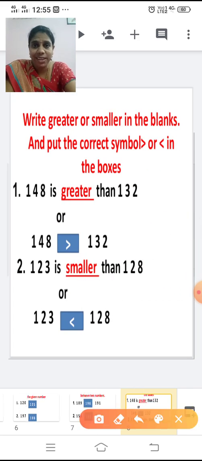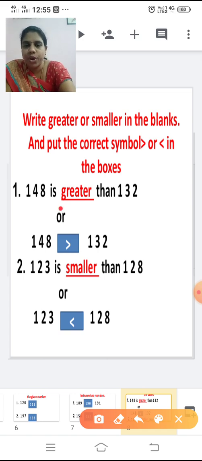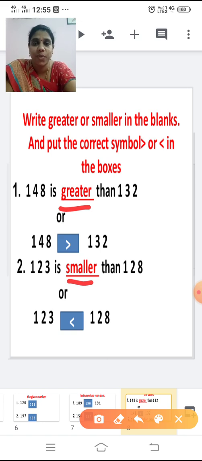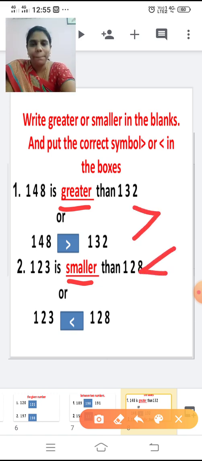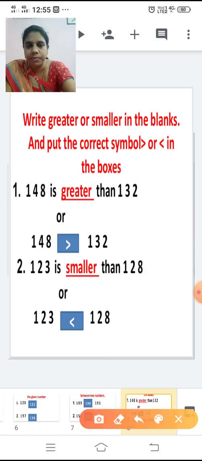Now write greater or smaller in the blanks. You're going to write whether it is greater or smaller in the blank. When a blank is given, you're going to fill the blank and put the correct symbol, whether it is greater or lesser, in the boxes. A box has been given for you. Shall we go into the sum now?